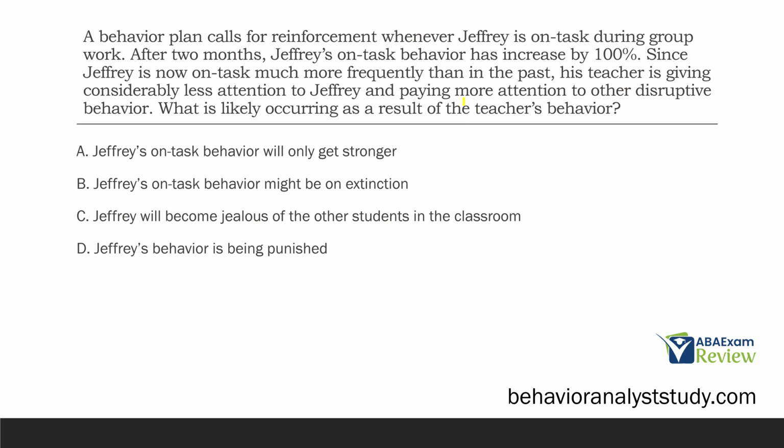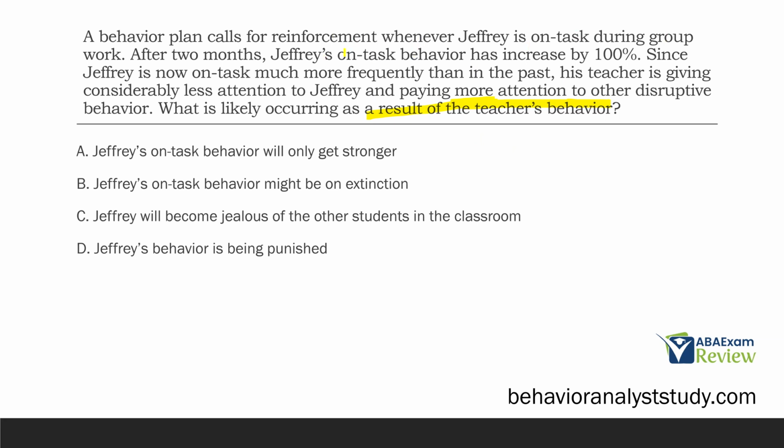All right, a lot in that question, right? I even stumbled over some of it as I read. Long questions tend to do that. You zone out or you stumble. That's fine. We have to just go back and understand what is the question saying. So we're looking for the teacher's behavior and the result of the teacher's behavior. What is likely occurring? Well, we know the behavior plan calls for reinforcement whenever Jeffrey is on task.